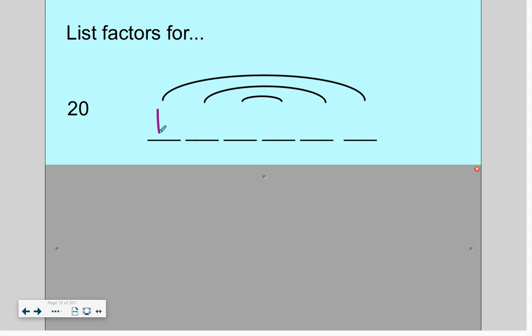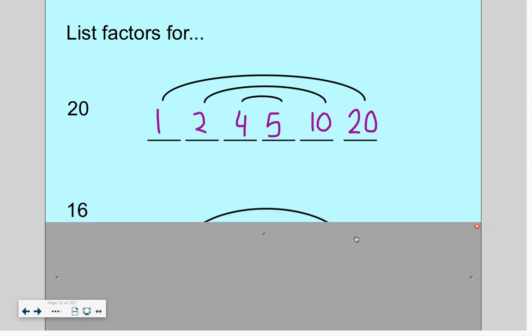the factors of 20, we have 1 and 20. I always like to start with our smallest number and our biggest, 1 and the number itself, and work my way in between. 20 is even, so 2 times 10 is 20, and then 4 and 5. So the factors of 20 are 1, 2, 4, 5, 10, and 20.